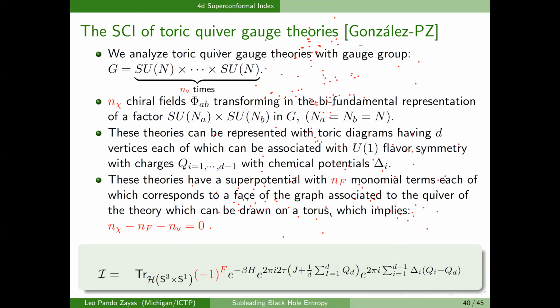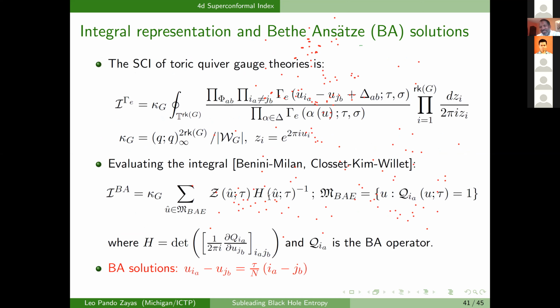So some class of theories that contain many gauge groups. So N_V gauge groups, they contain chiral fields that transform in the fundamental representation with respect to these gauge groups. So these theories can be represented with toric diagrams, and they have d vertices, each of which can be associated with a U(1) flavor symmetry. Again, there's a lot of studies about these theories, and for these theories, with Alfredo, we computed the superconformal index using the Bethe-Ansatz.